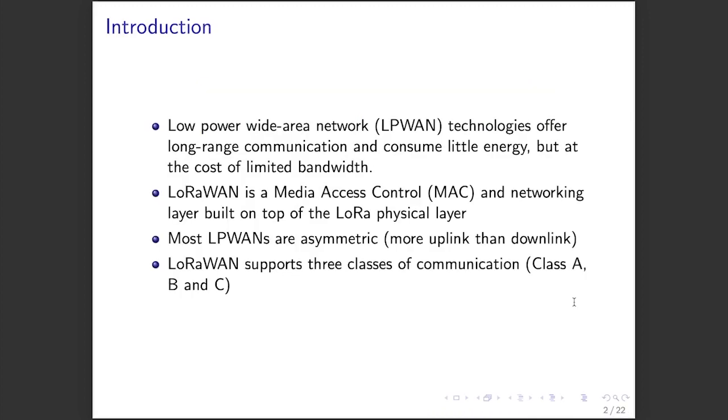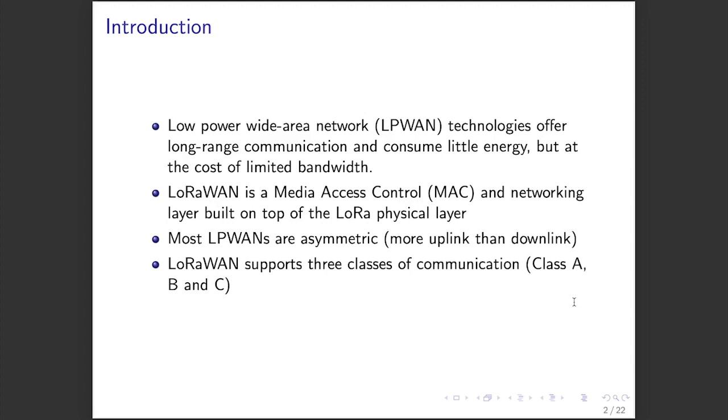So, in this paper, we studied a low-power wide area network called LoRaWAN, which is an LPWAN which offers, as many other LPWANs, a long range of communication with little power consumption, but at the cost of a limited bandwidth. Most of the LPWANs are asymmetric, and so is LoRaWAN, where we consider more uplink communication rather than downlink communication.